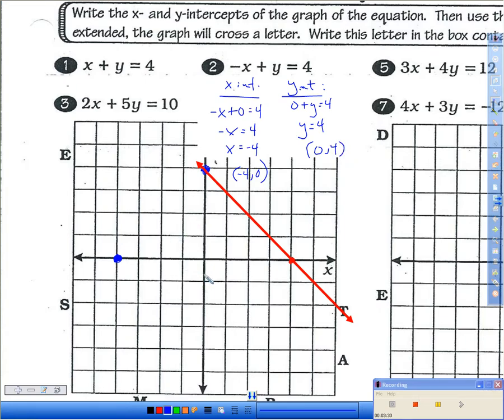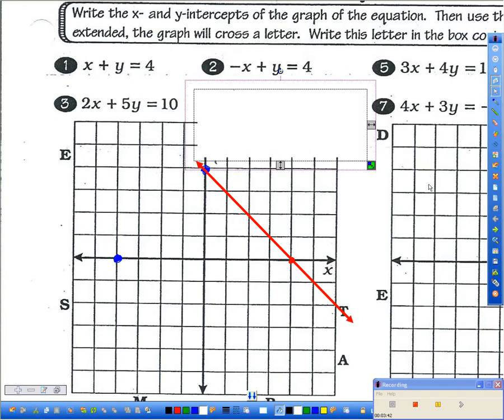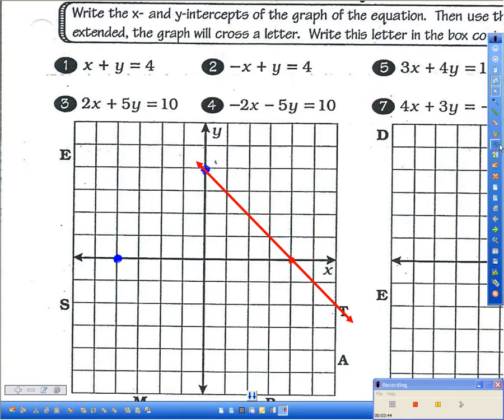If we plot that point, we already have that point plotted, so let's draw a line through those points. If we do that, we should see that our line is going to go through the letter S. So I want to find number 2, go down to the bottom of the page and write S in that box. So that's what we would do on the first puzzle.